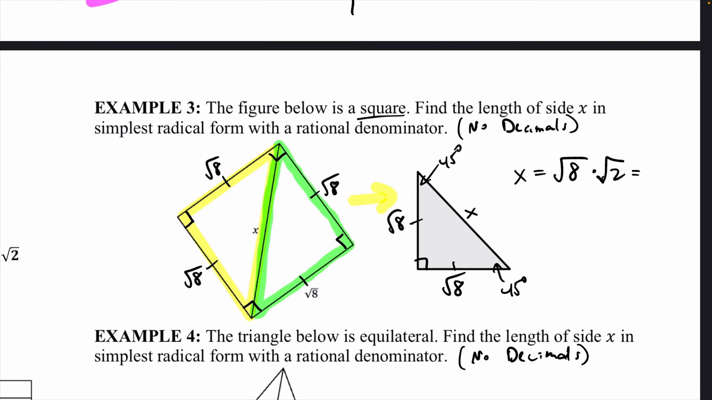Can I multiply those to make 16? Yes. And then what is the square root of 16? 4.